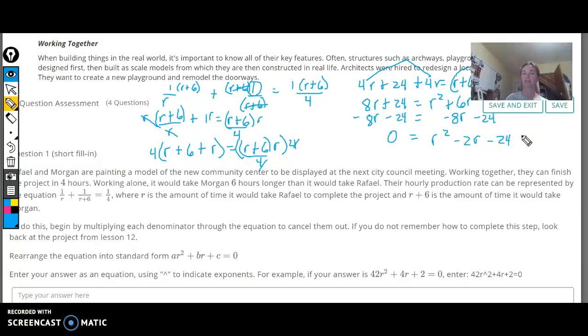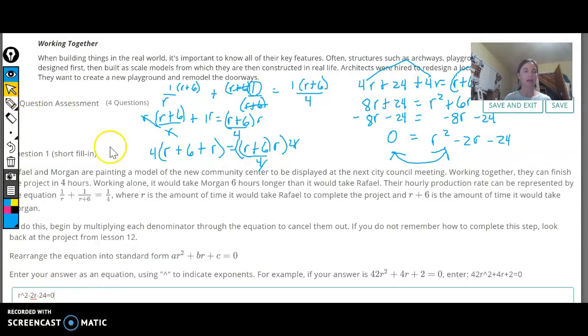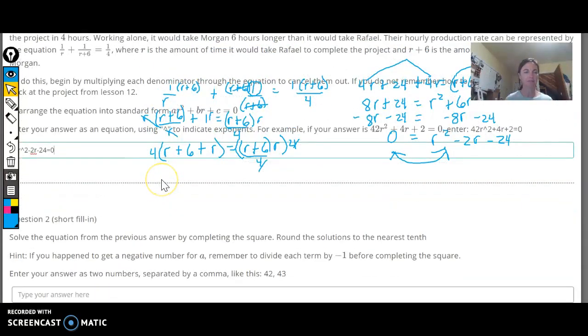And when I type it in, I'm just going to switch these around so that I have the 0 on the right. Okay, so this will be r squared minus 2r minus 24 equals 0. Okay, that was kind of quick. If you need to rewind this or watch it a couple times to really get the hang of how I did that, that's totally fine. That's the beauty of the recording. Let's go ahead and scroll down.